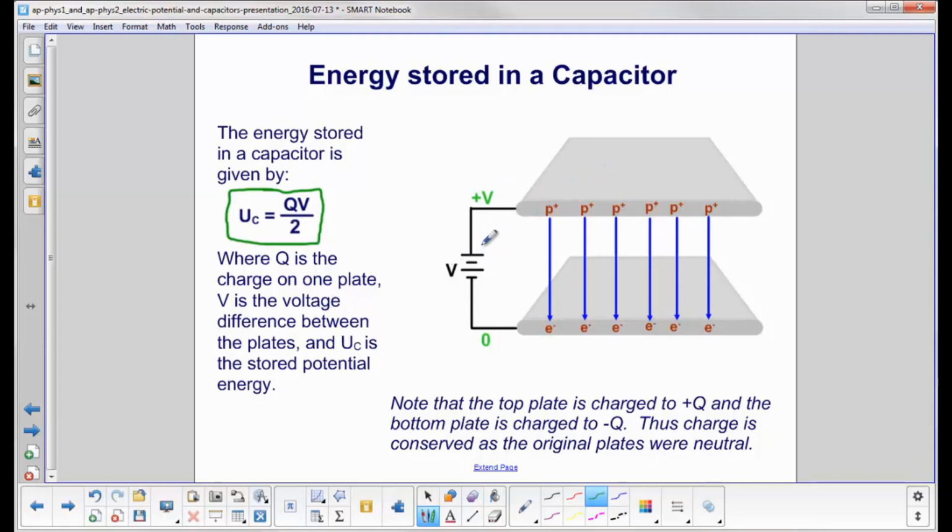V is the voltage difference between the plates that is initially supplied by a battery. UC is the stored potential energy. Note, the top plate is charged to plus Q, and the bottom plate is charged to minus Q. So the sum of the charges after being charged up is 0, just like it was in the beginning when it was neutral, when it had a 0 charge, due to conservation of charge.